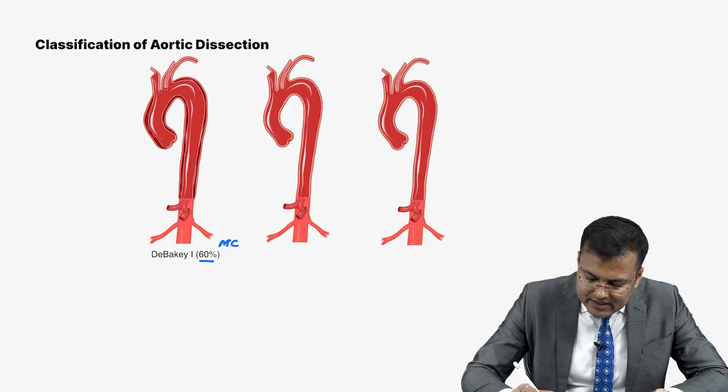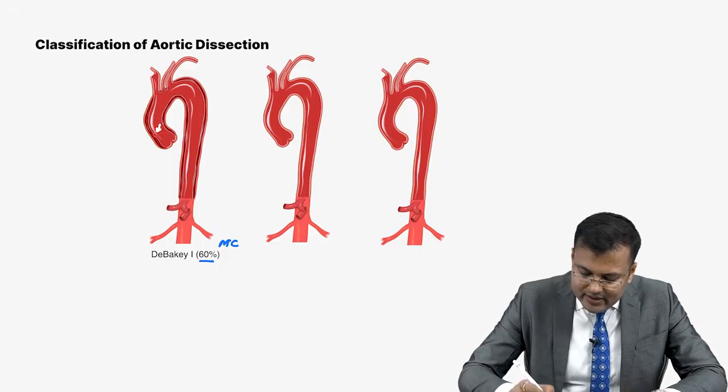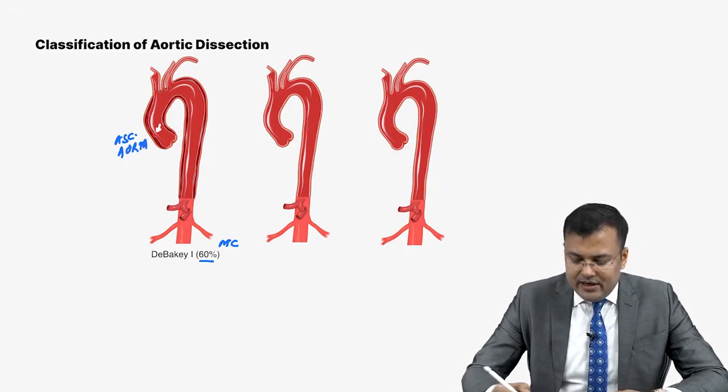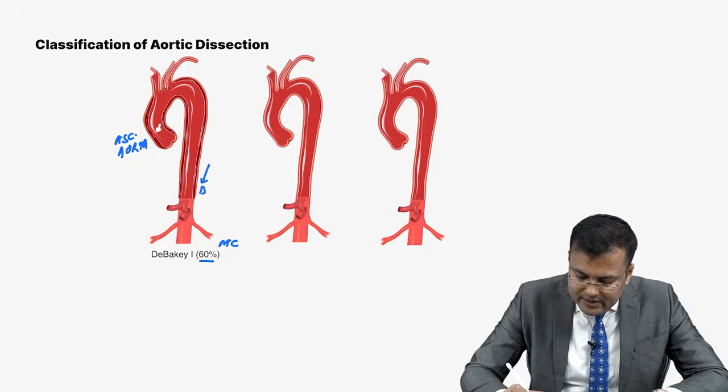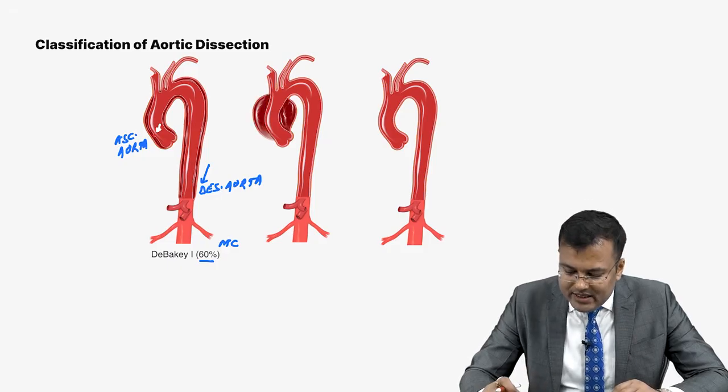In this case, you can notice that there is an intimal tear in the ascending aorta, and it is extending to the descending aorta. So intimal tear in the ascending aorta extending to the descending aorta: this is DeBakey 1.